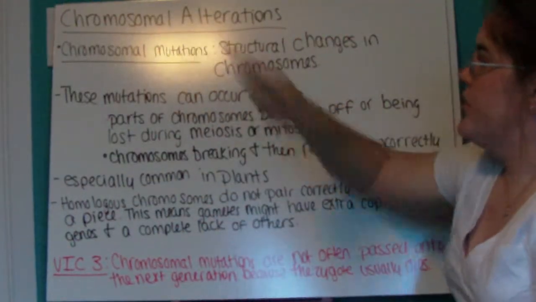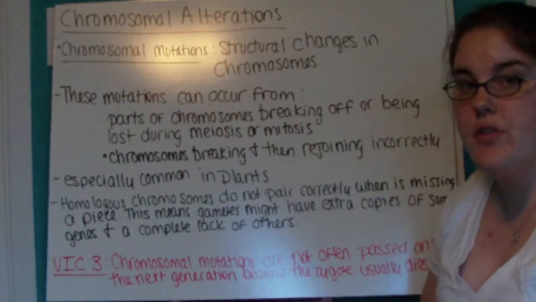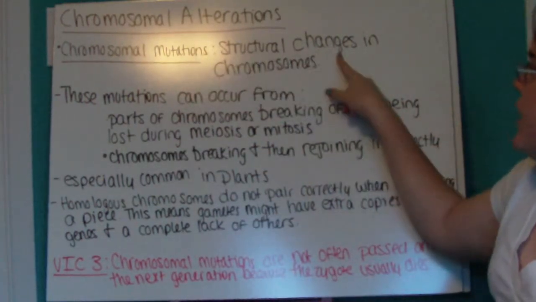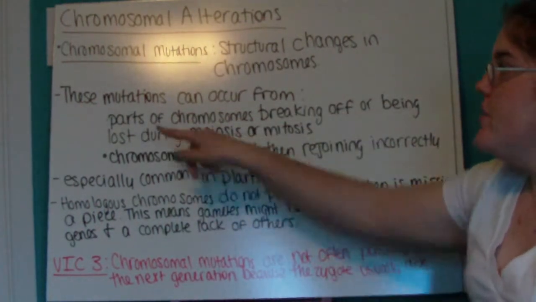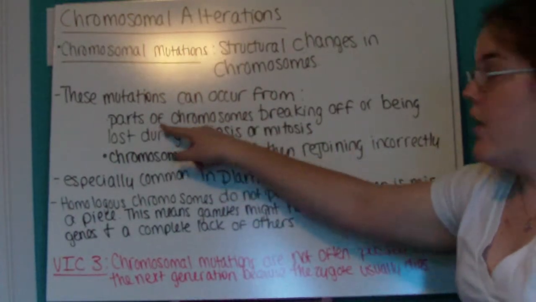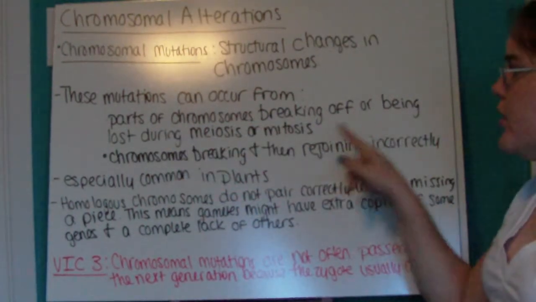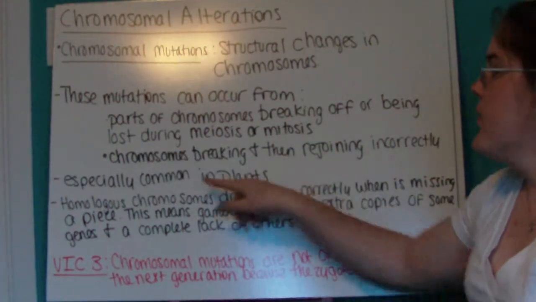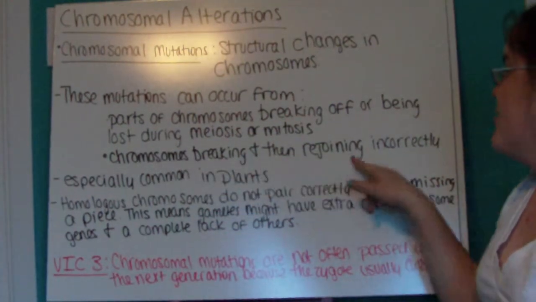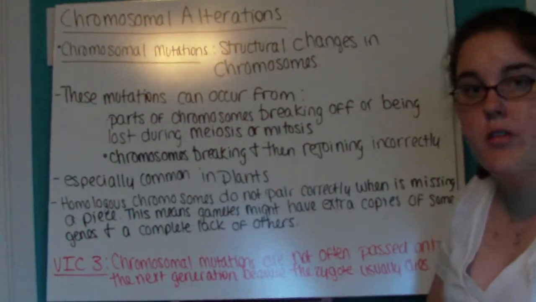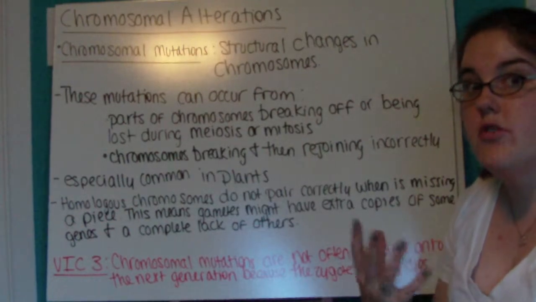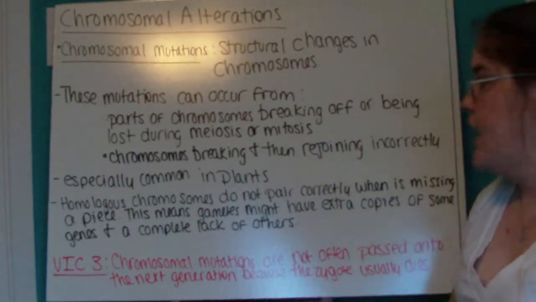So, chromosomal alterations. We don't just have mutations in genes. Sometimes they can actually occur in our chromosomes. So chromosomal mutations are just structural changes in chromosomes. These mutations can occur from a part of a chromosome breaking off or being lost during meiosis or mitosis. Chromosomes can also break and then rejoin incorrectly. If they don't rejoin correctly, then they're not going to be read correctly either, which will cause a change in your structure and in your characteristics on down the line.